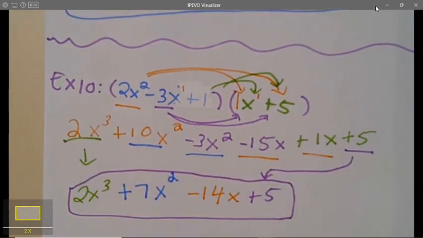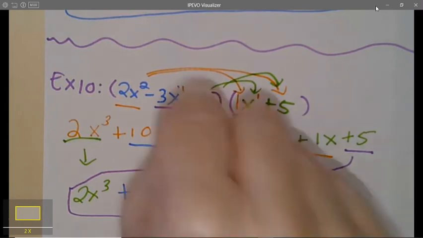Well, I had a blast multiplying these polynomials with you. Now we need to move on to some polynomial division. So get pumped up.